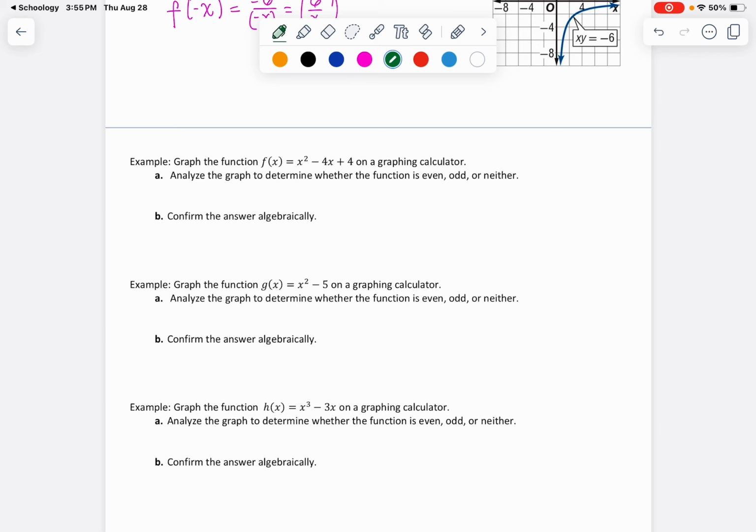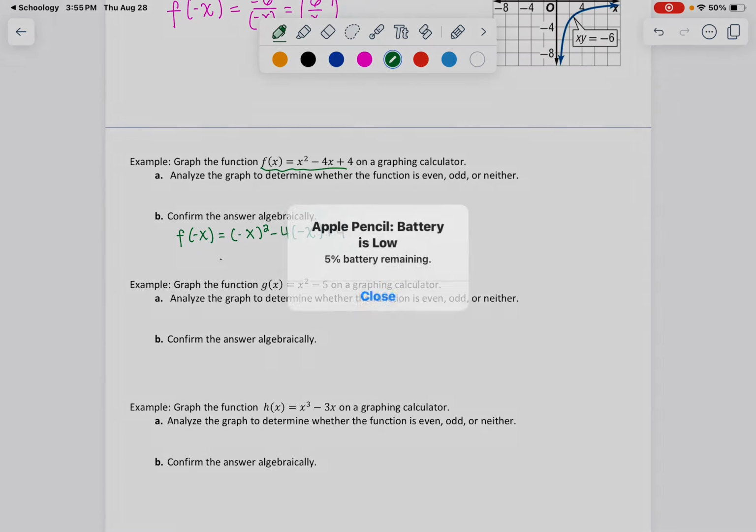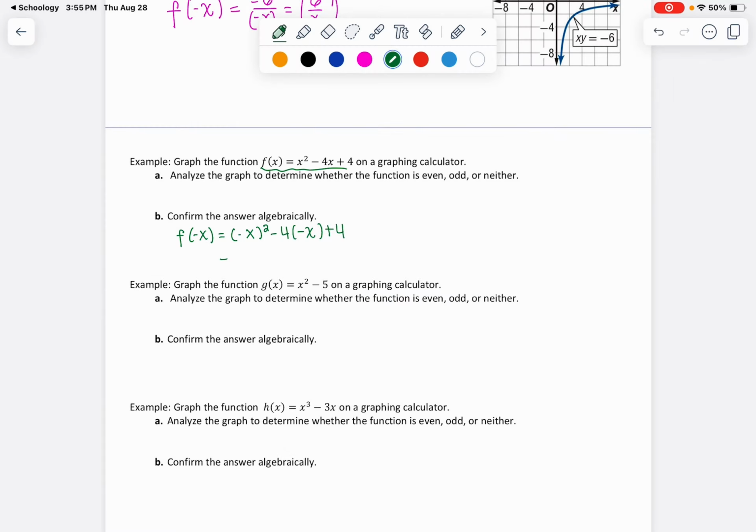So this is f of x. I'm going to find f of negative x. So every time I see an x, I'm going to plug in negative x. Okay, so now we're going to clean that up. Negative x, quantity squared, is negative x times negative x, which is positive x squared. Negative 4 times negative x is plus 4x, and then plus 4.